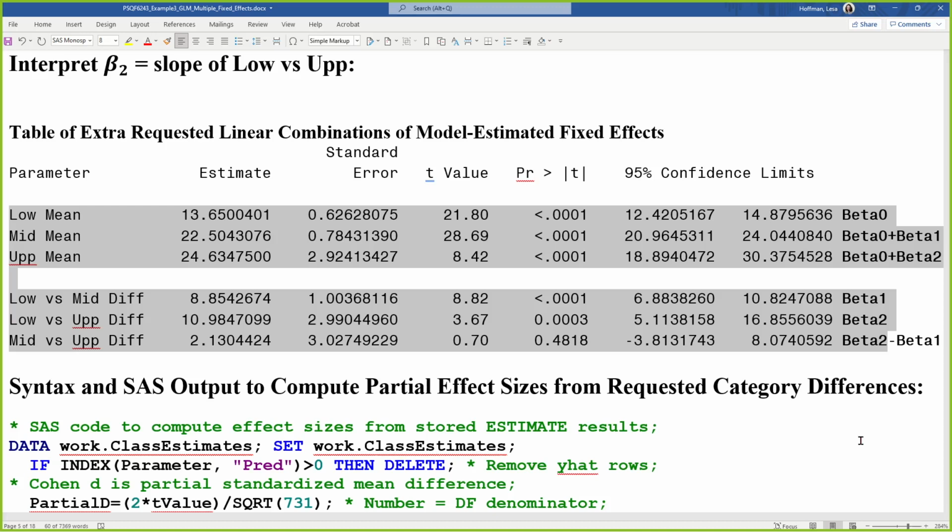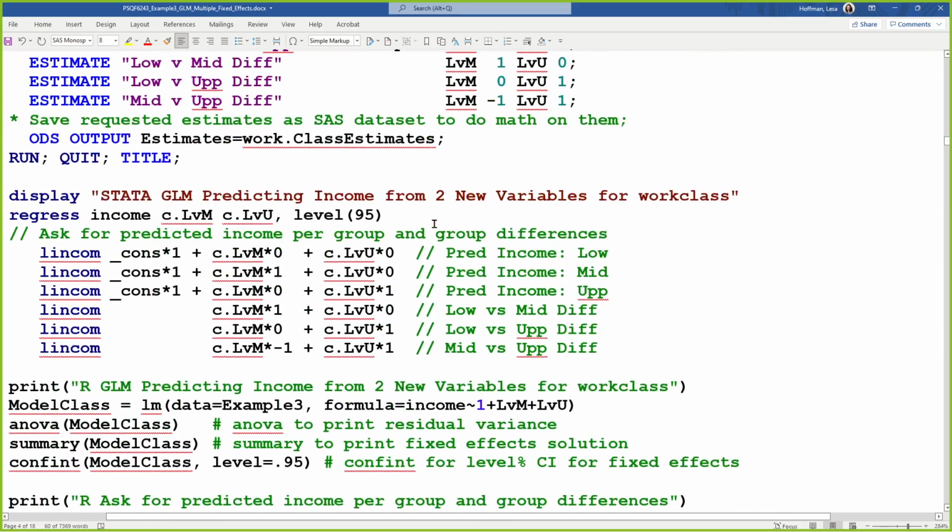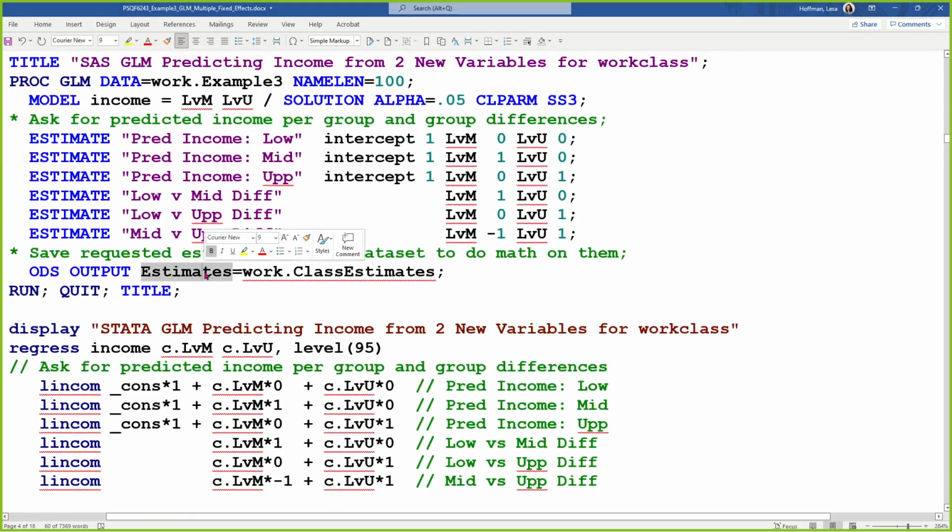So it has the true values of all of these things, not just to 2 decimal places, but to as many as it stores inside there. So to use this, you would keep estimates. The only thing you'd need to change is the name of the data set. You can call it class estimates, but if you don't have class in your model, then that might be confusing. You can name it whatever you want.